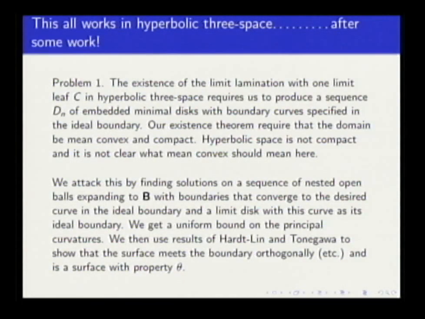So I just went from Euclidean space on a compact region whose closure is compact and a convex region to hyperbolic space. It's a lot of hand waving. There are two problems. Our existence theorem requires that the domain be mean convex and compact. Hyperbolic space is not compact, and it's not clear what you would mean by mean convex boundary.